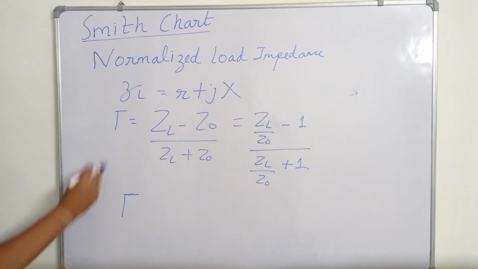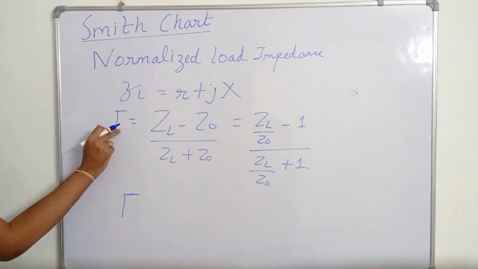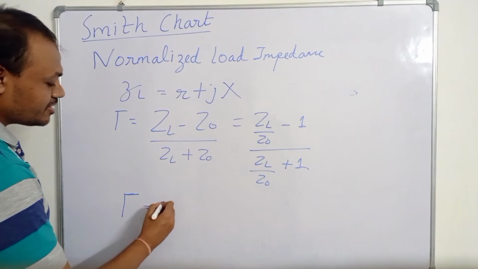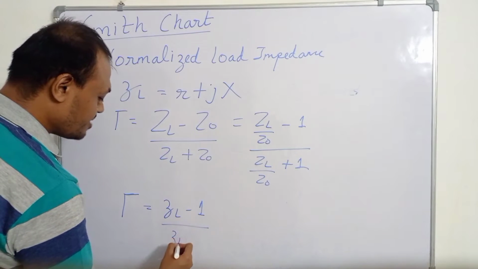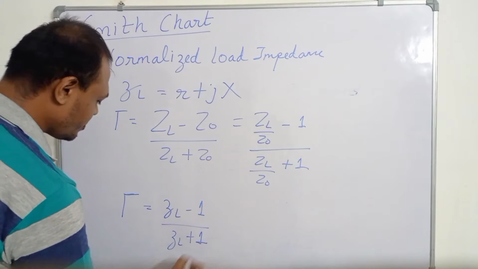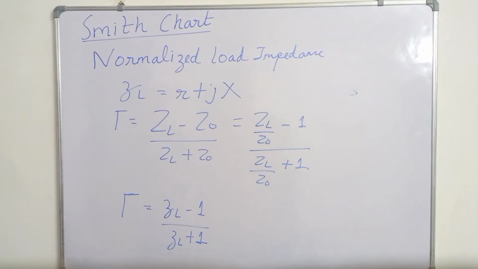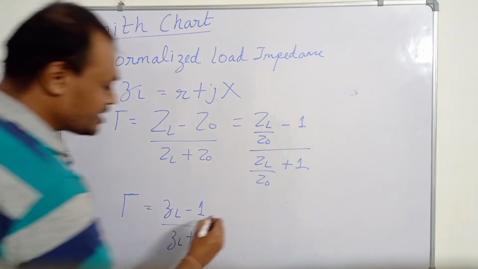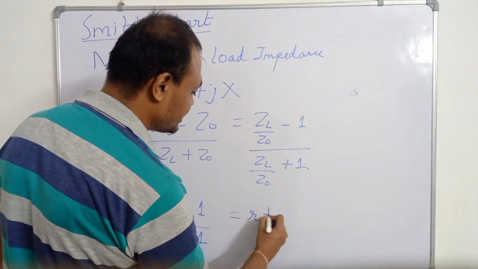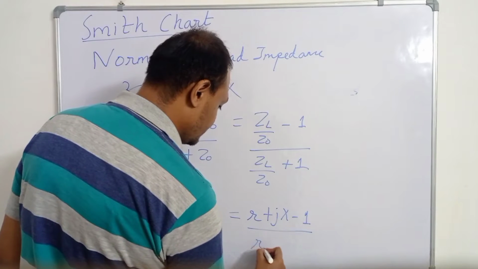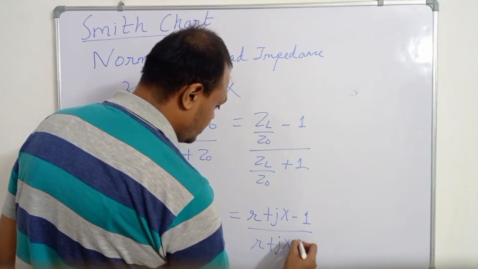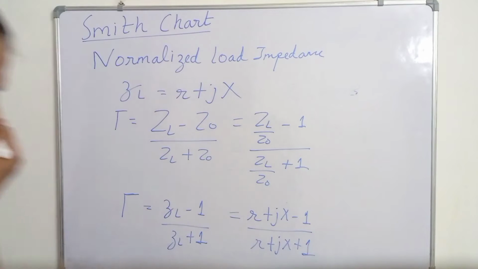So your reflection coefficient, gamma, is equal to the normalized load impedance minus 1 upon the normalized load impedance plus 1. Since the normalized ZL is equal to R plus jX, I can write this as R plus jX minus 1 upon R plus jX plus 1.